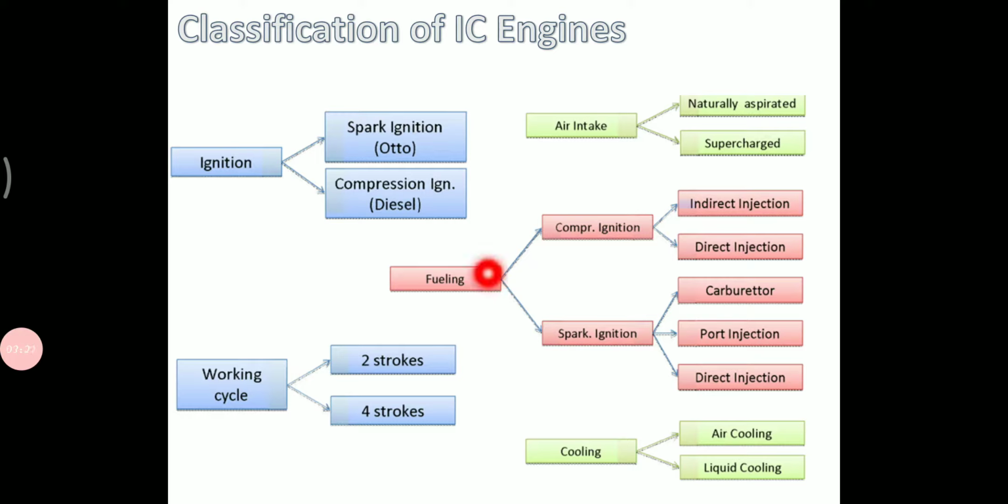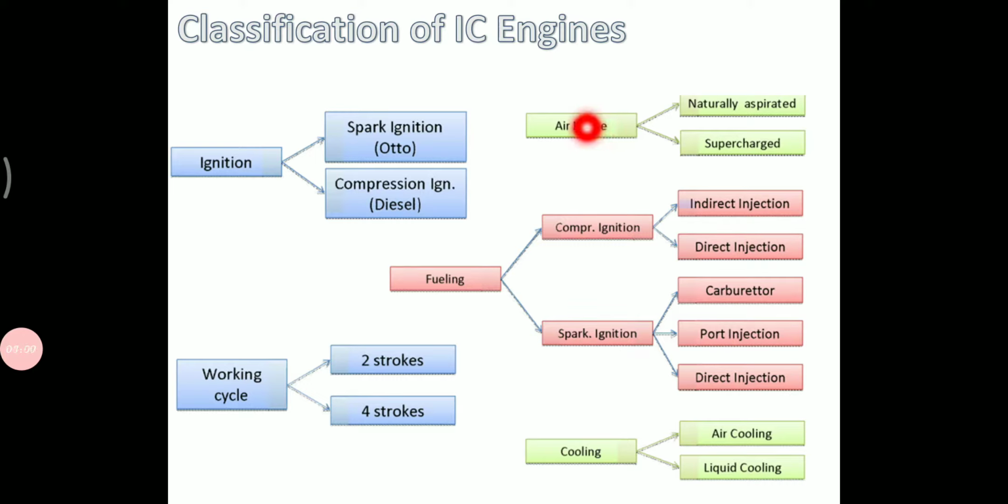The next classification is based on the fuel system, whether it is compression ignition or spark ignition. Spark ignition is mainly of two types: with the help of a carburetor, or with port injection or direct injection. Compression ignition is also of two types: direct injection or indirect injection. Injection is nothing but the supply of air-fuel mixture into the cylinder. I will explain one by one with the help of an animation and a two-dimensional image of an IC engine.